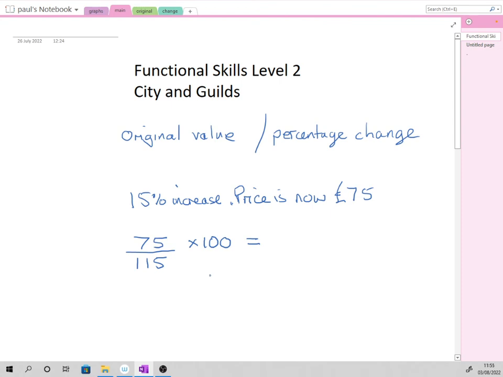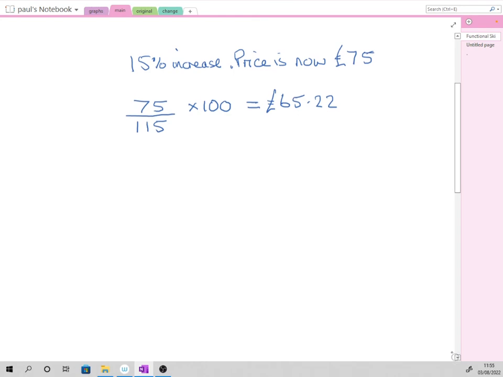So let's do that. 75 divided by 115 times 100, and it's going to be an awkward number now. I'm going to have to round it. £65 and 22 pence. So the original price was £65.22. We tacked on 15% and we arrived at £75 for the new price. So this is the way to go backwards, to go from the new price back to the original price. Let's do another one.